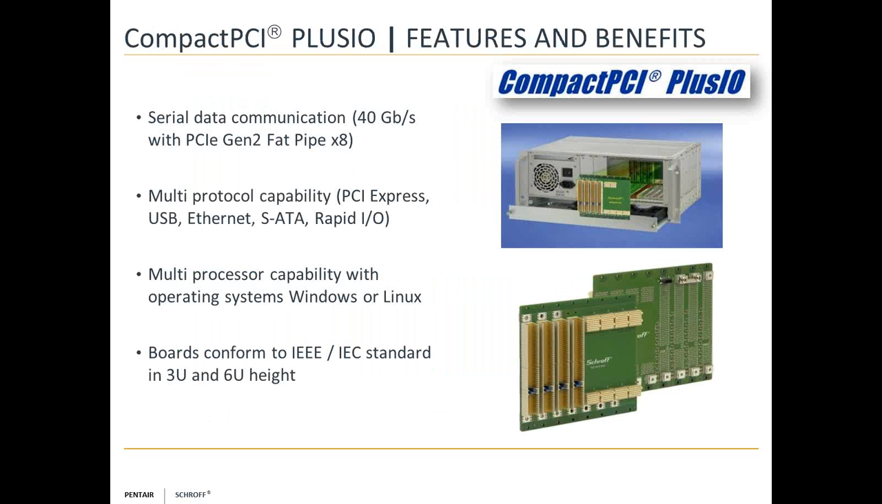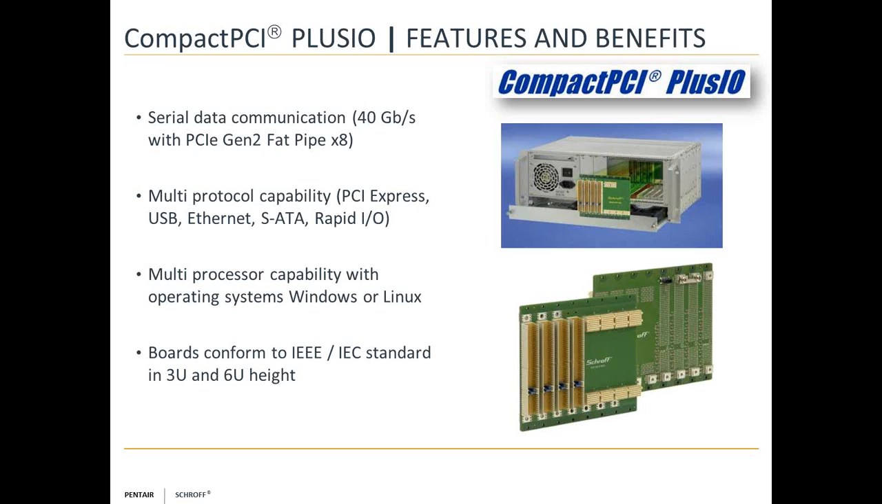So as mentioned, Compact PCI plus I/O, which is the PICMG 2.3 standard, is a sub-specification to Compact PCI, and it creates a smooth migration path from Compact PCI to Compact PCI serial. It uses serial interface standards like Ethernet, PCI Express, SATA, and USB without the need for switches or fabrics, and it is backwards compatible with legacy Compact PCI systems. It features a multi-processor capability with operating systems such as Windows or Linux, and like the Compact PCI boards, it conforms to the IEEE and IEC standards in both 3U and 6U heights.